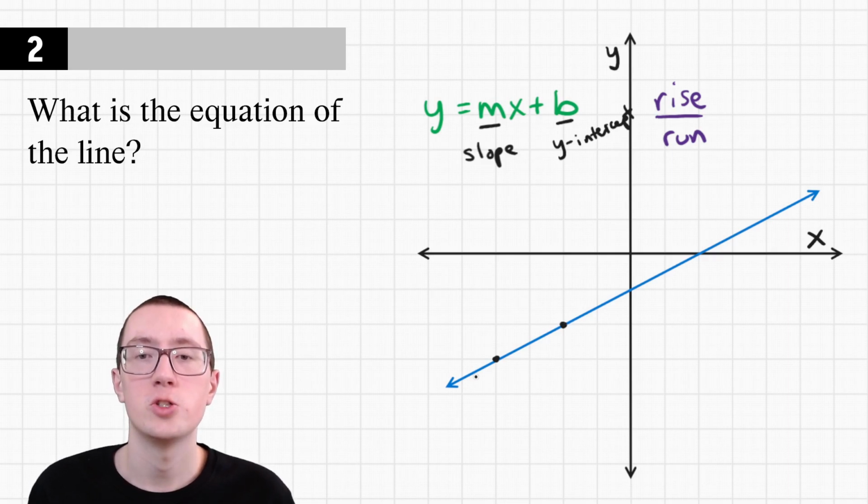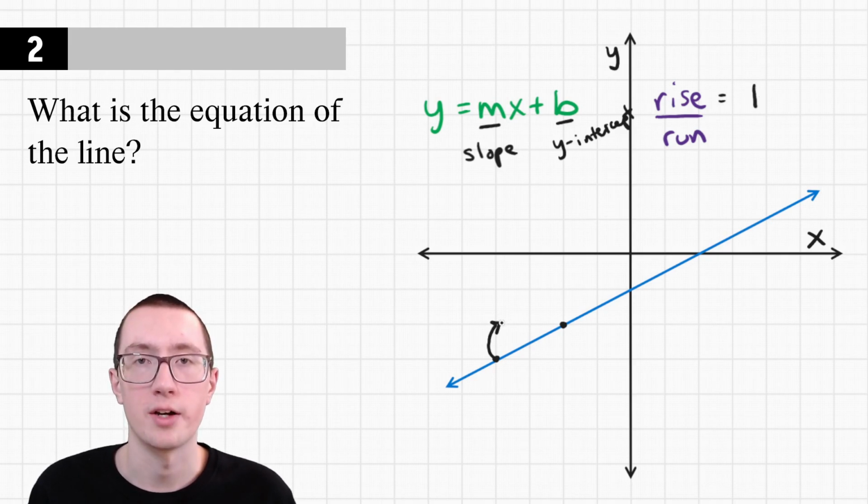So first, how much do we need to rise? How much does the graph need to go up to get from this point to this point? Well, to get up from this point to the level of this point, we need to go up 1 box. And see, now we're on the level of this point, which means our rise is going to be 1.